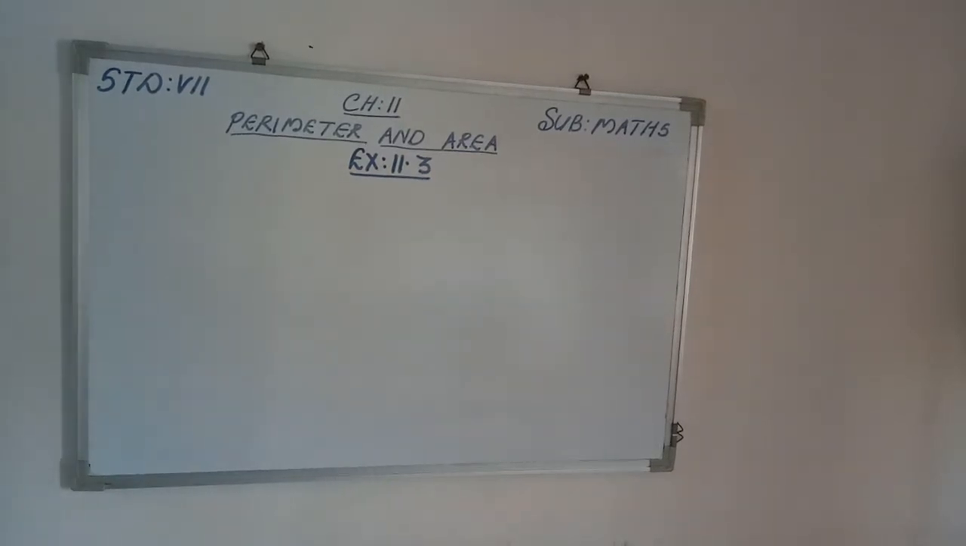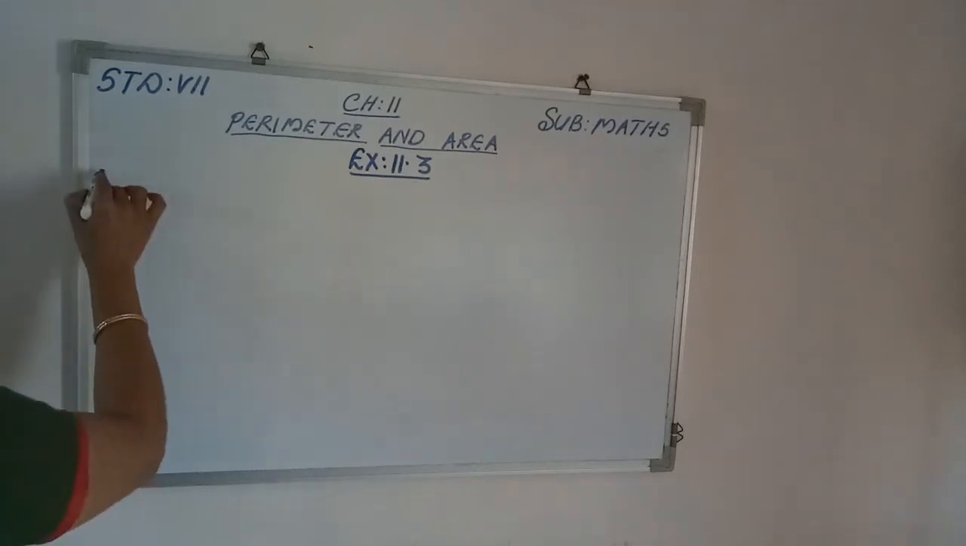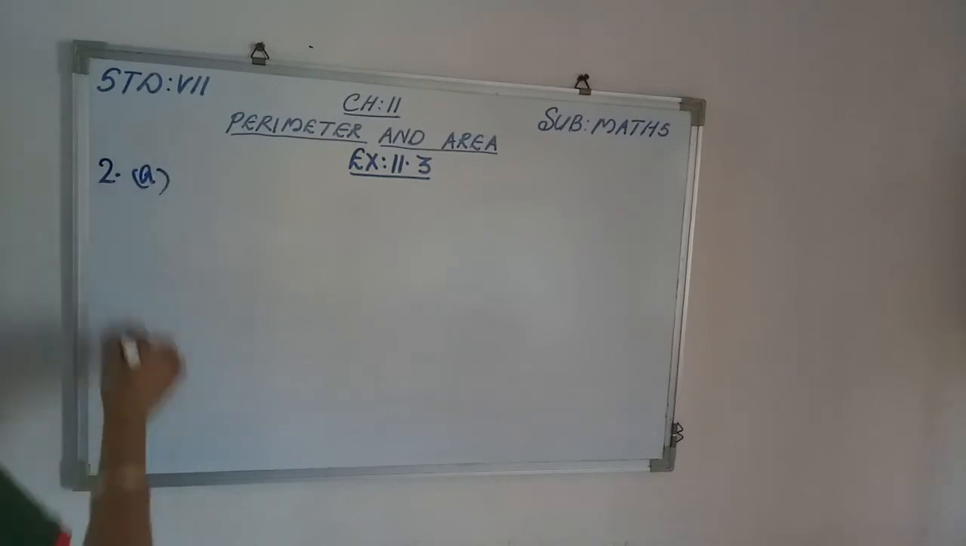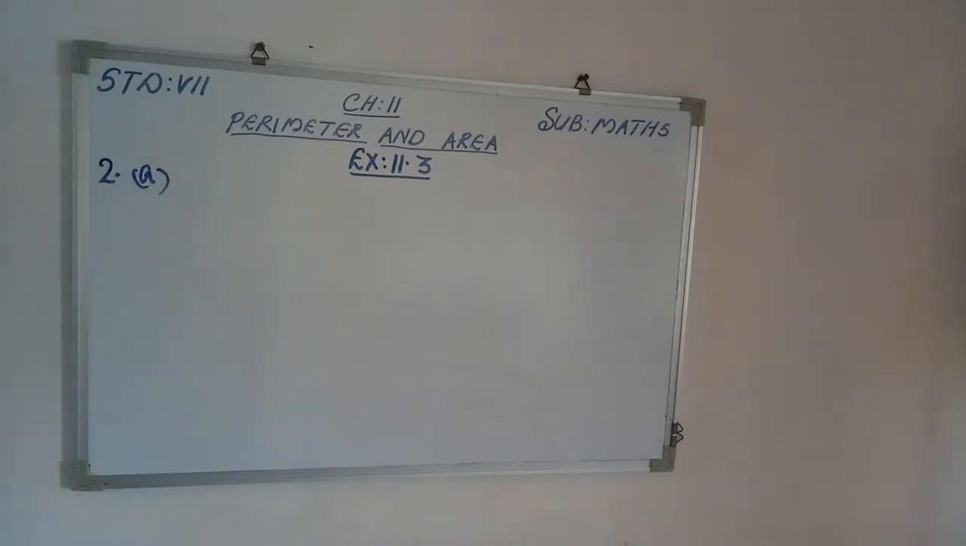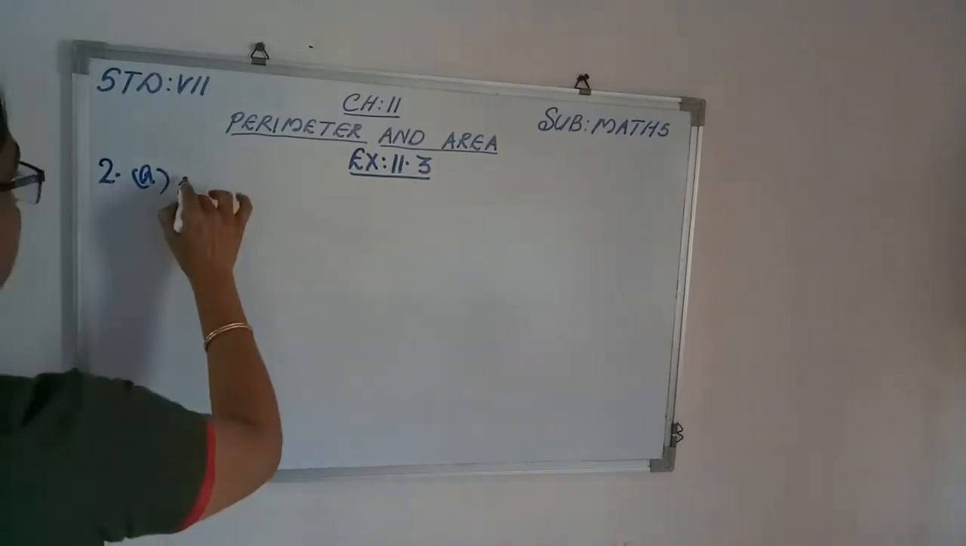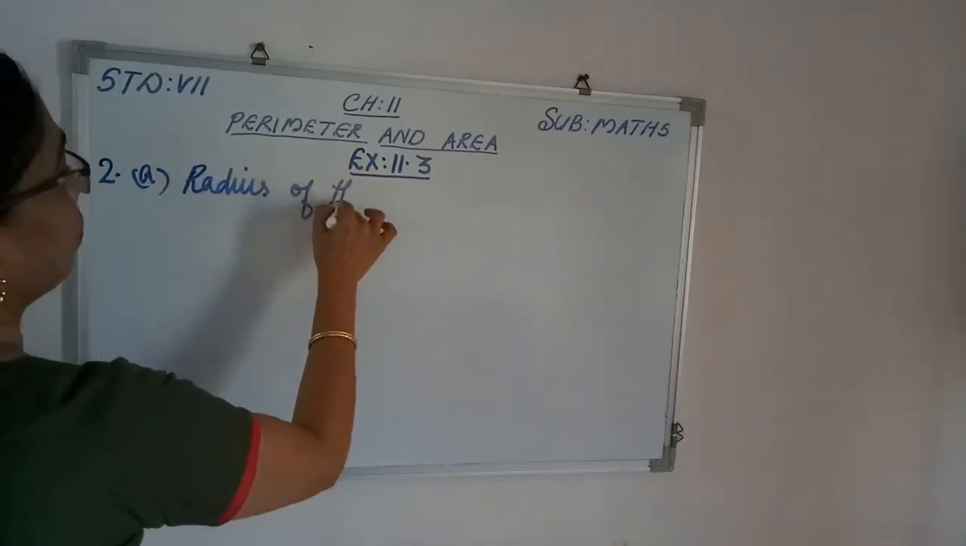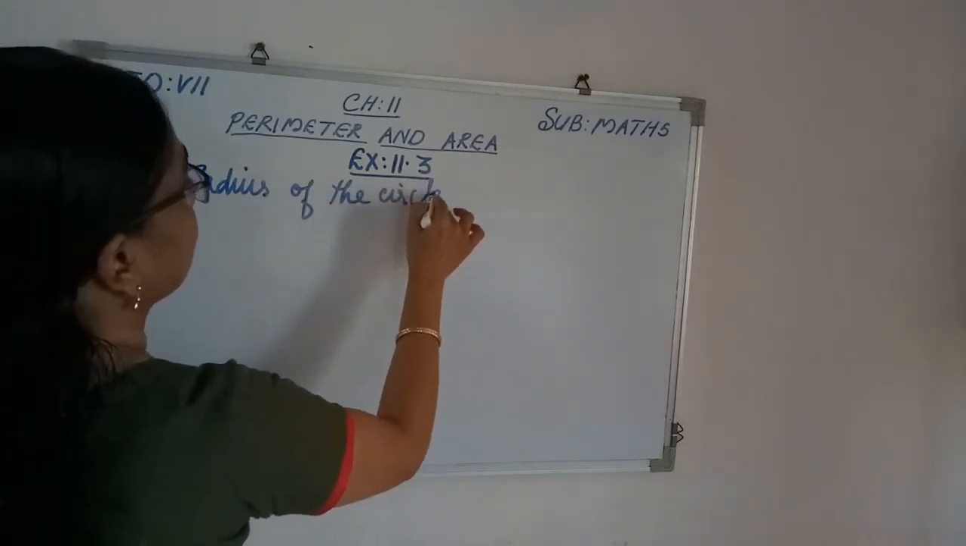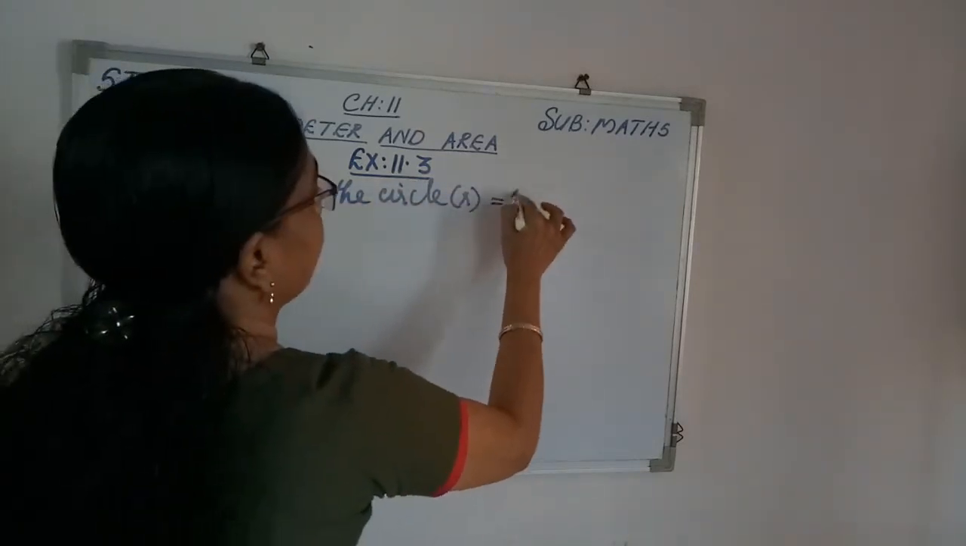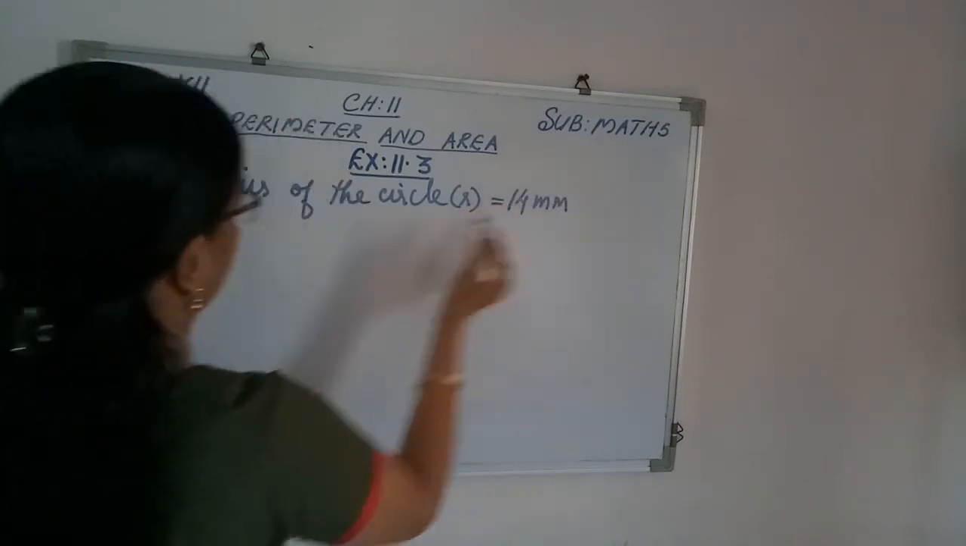Now, second question. Radius of the circle is given. You have to find out area of the given circle. There also you have to take pi is equal to 22 upon 7. So, question 2. Radius of the circle given as 14 millimeter. R is equal to 14 millimeter.